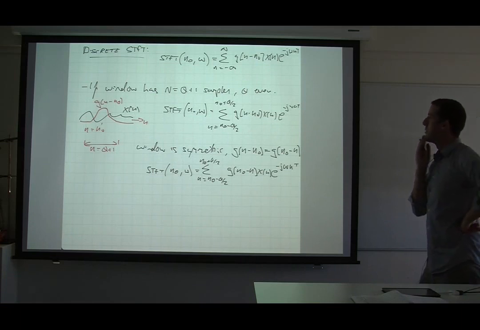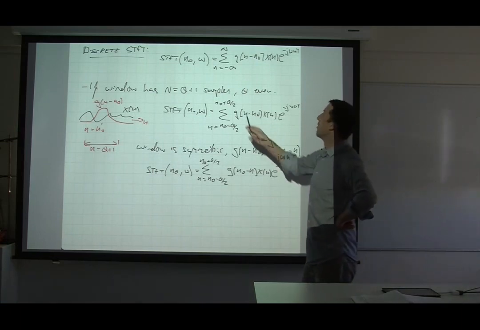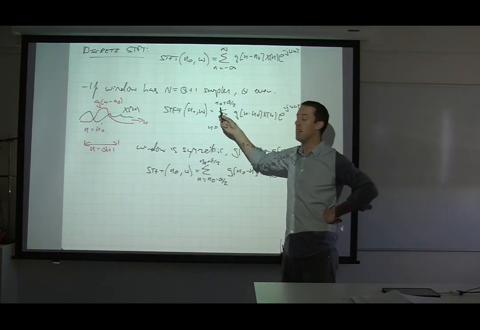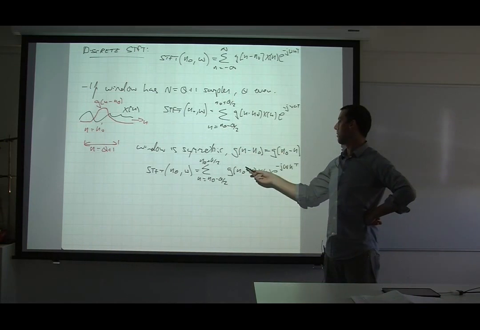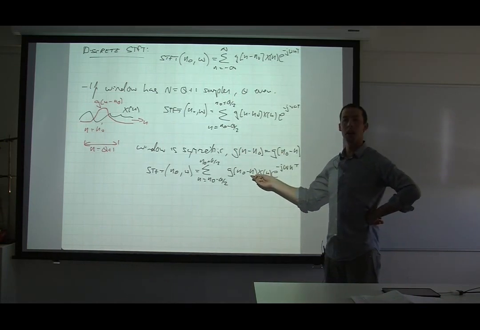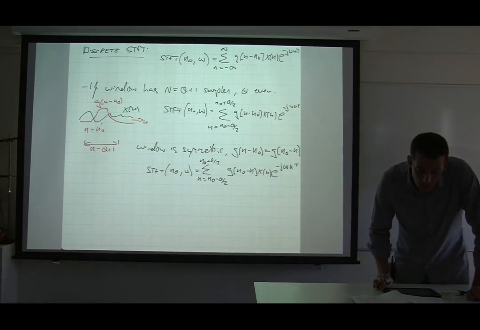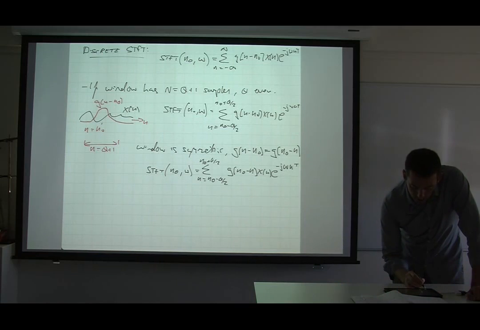So what have we done? We've done two tricks so far. One is that we've made the sum finite because the window only has Q plus 1 samples. The second trick is because the window is symmetric, we can do a change of the summation variable n in here. That's two tricks. We have one more trick to go, which is a change of variable.